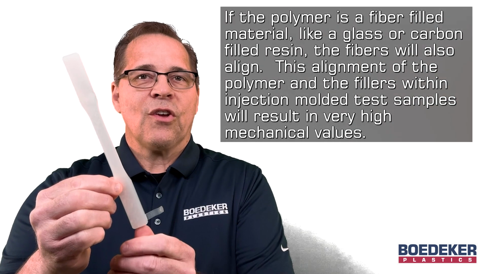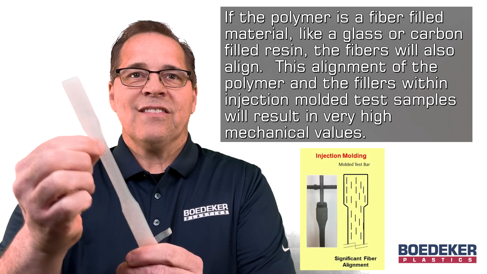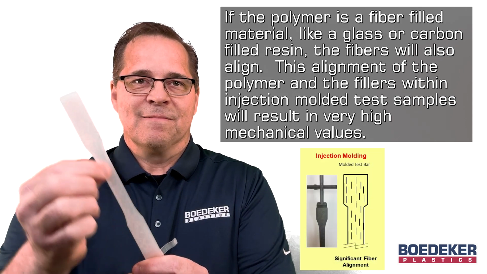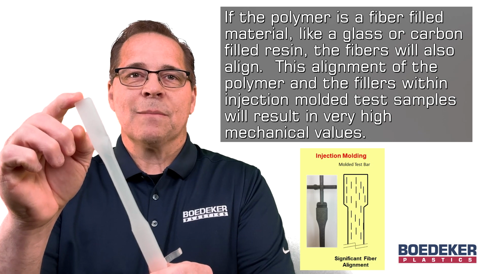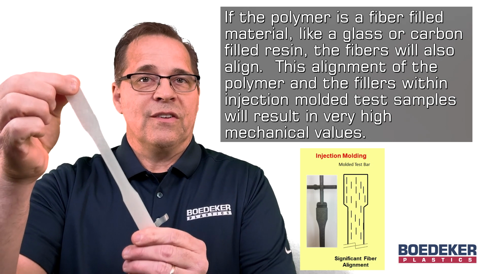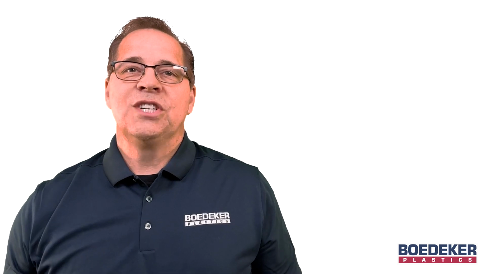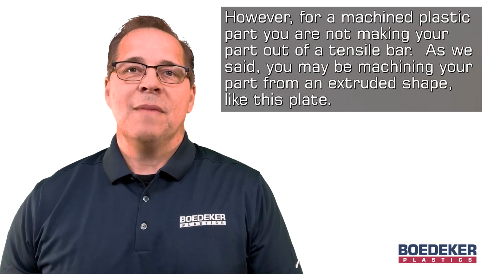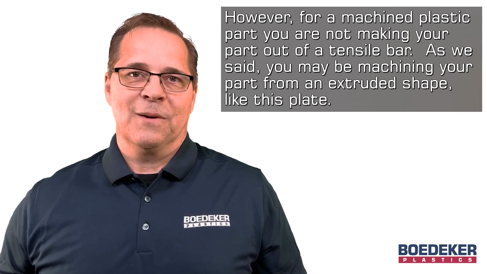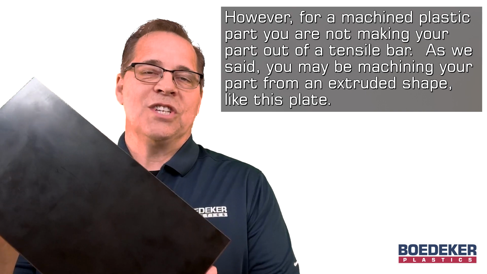If the polymer is also a fiber-filled material like glass or carbon-filled, the resin fibers will also align. This alignment of the polymer and the fillers within the injection molded test sample will result in very high mechanical values. However, for a machined plastic part, you certainly are not making your part out of a tensile bar. As we said, you may be machining your part from an extruded shape like this plate.